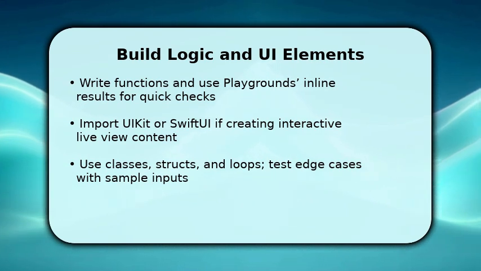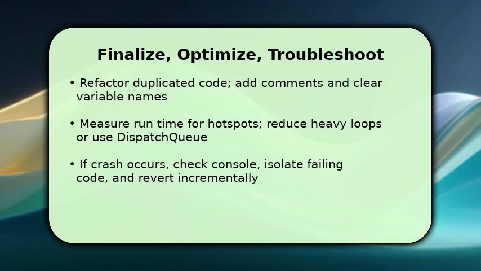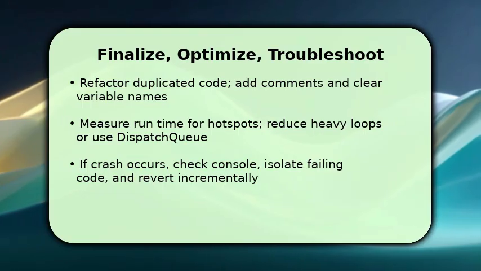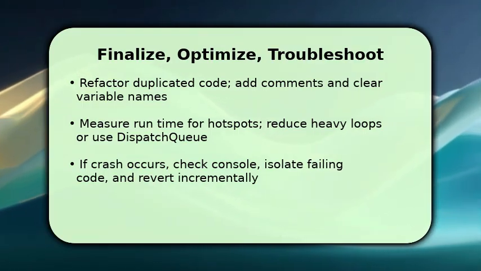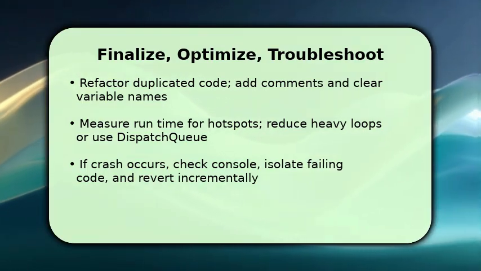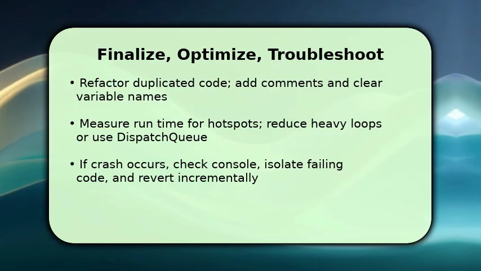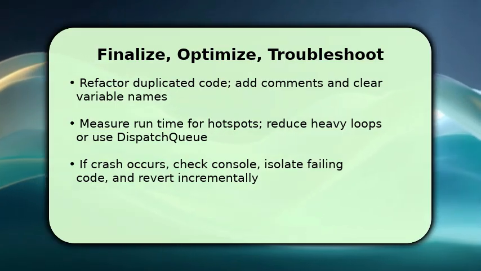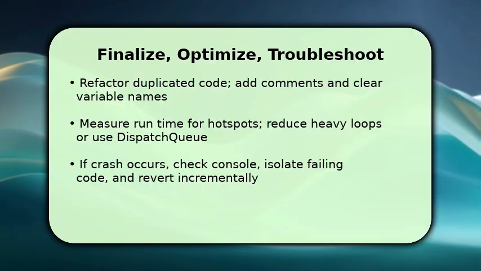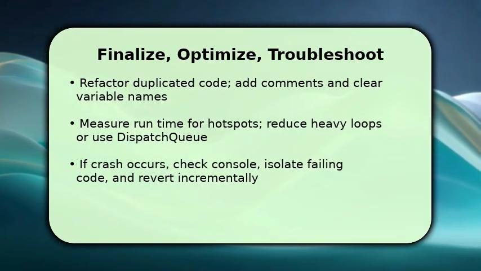Finish by cleaning up names, adding comments, and refactoring repeated code so it's easier to maintain. Optimize any slow sections by profiling basic run times and moving heavy work off the main thread with dispatch queue or async tasks. Then save a copy or export the playground if you want to share.